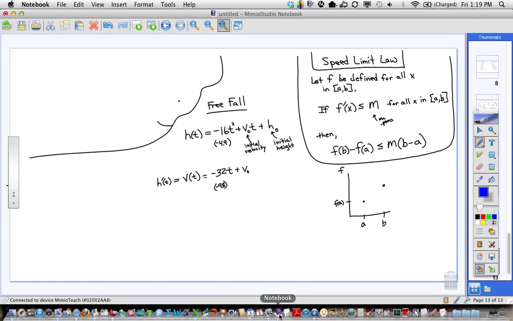And what can I call the output of b? Oh, way to go. Good job. f of b. You guys are quick learners. So, y value f of a, y value f of b. Now, remember, we're talking about speed here. So this is going to be miles over here, and this is going to be hours down here. Make sense? So what is f of b minus f of a?